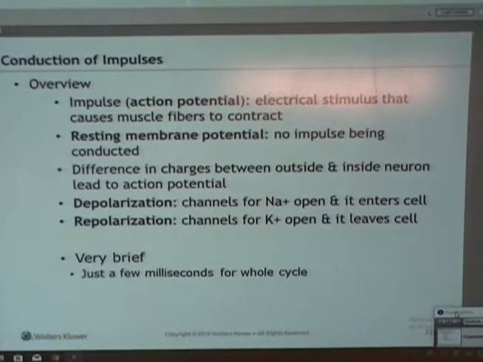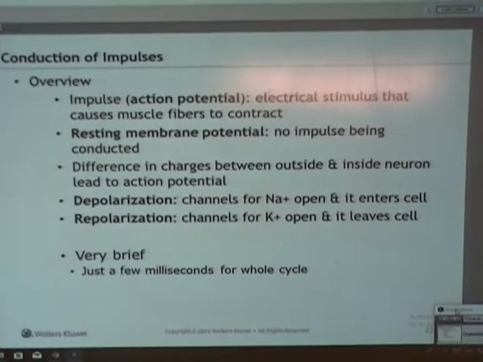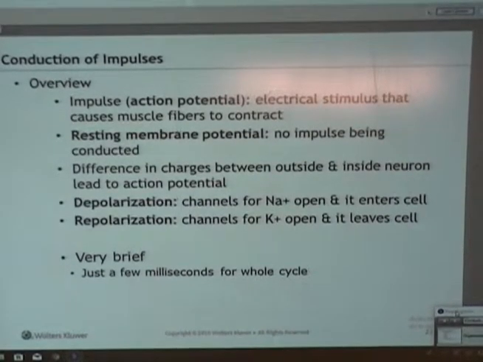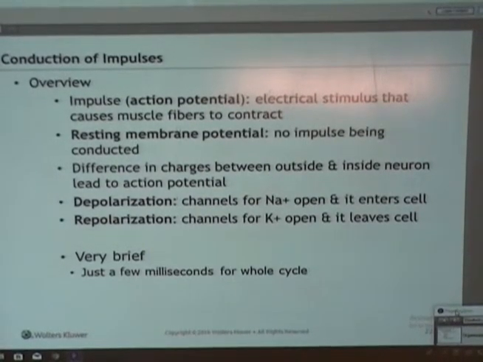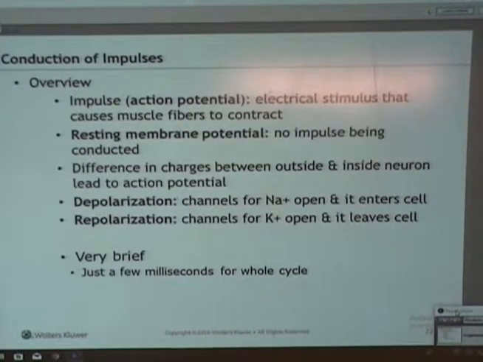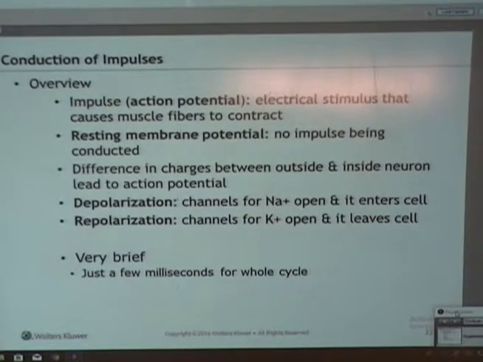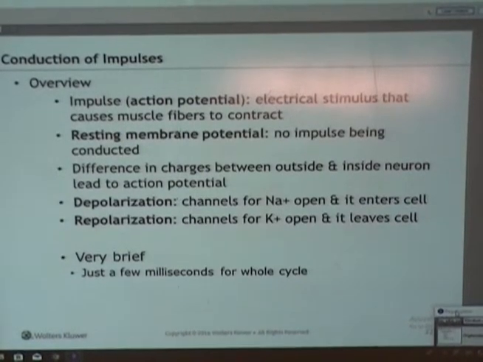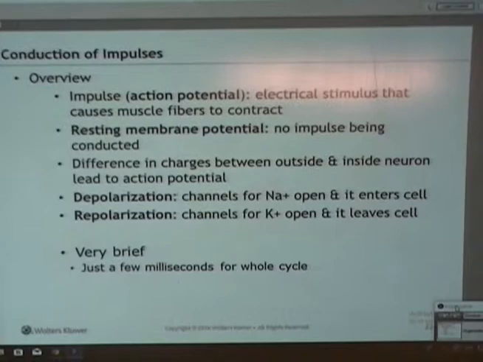So when there is not an impulse or a signal being transmitted, then the membrane of the nerve or the membrane of the muscle is said to be at rest. When we look at resting membrane potential in our muscles and our motor neurons, it's about minus 70 millivolts. All right? So this is my membrane.